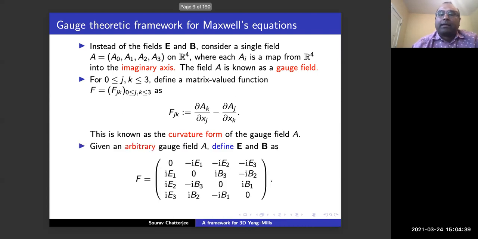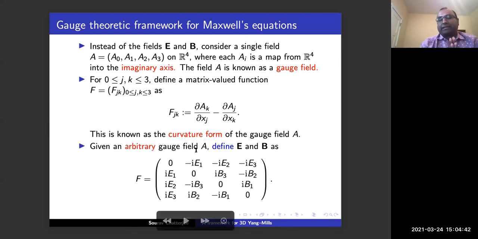Given an arbitrary gauge field, you can define two vector fields, electric and magnetic fields, E and B, as follows. You take the F matrix and you extract E and B from that. Remember, F is a skew-Hermitian matrix. Basically it has six free entries, and you extract your E1, E2, E3, and B1, B2, B3 from this in this particular way. Note that these are real fields because these are all imaginary numbers, so if you multiply by i, you get real numbers.